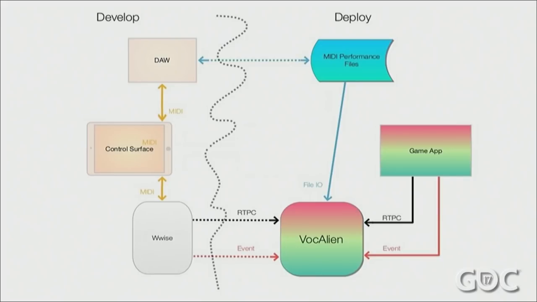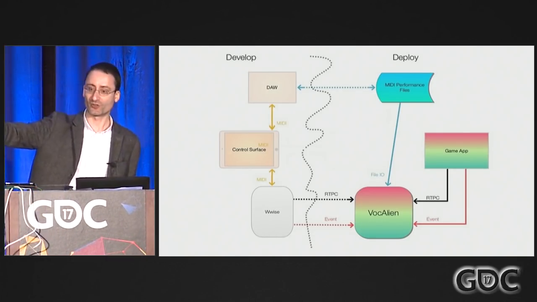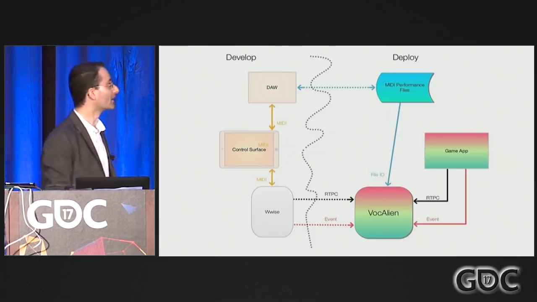Okay, so that's the structure of how we work. We've got the control surface, which bidirectionally communicates to WISE, so that if I change a preset on here, that sends information to WISE, but if I also change a value in WISE, that goes back. We need it hooked up into some kind of DAW or sequencer in order to capture the MIDI performance and bring it in. Then on the game side, we've got those MIDI files, and optimizing MIDI files for games is actually surprisingly tricky as well, because we can't take in pure MIDI.